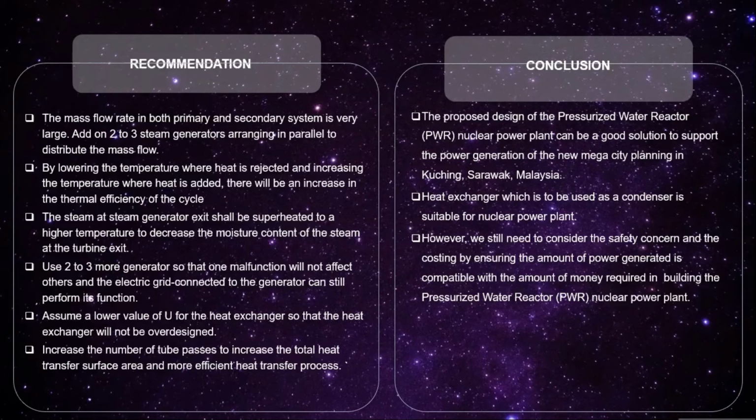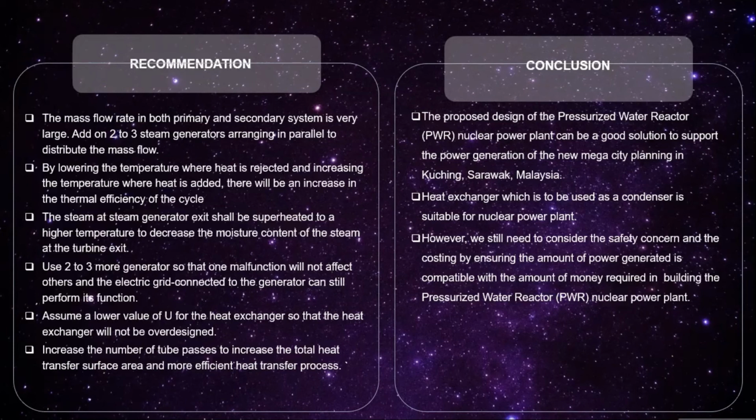Fourth, use 2 to 3 more generators so that one malfunction will not affect the others and the electric grid connected to the generator can still perform its function. Next, assume a lower value of U for the heat exchanger so that the heat exchanger will not be over-designed. And lastly, increase the number of tube passes to increase the total heat transfer surface area for a more efficient heat transfer process.